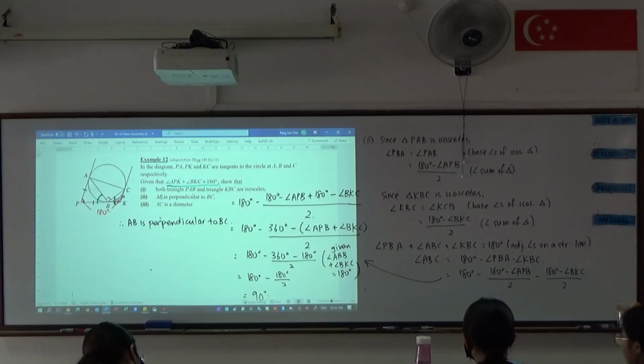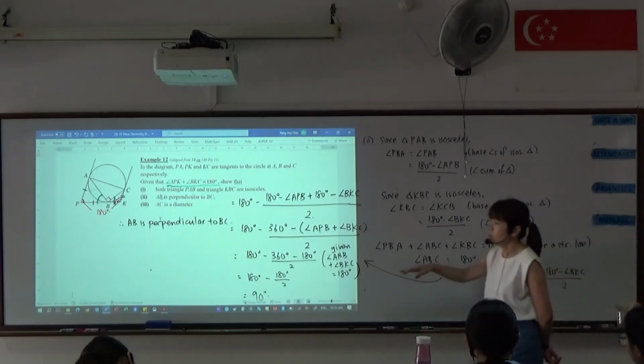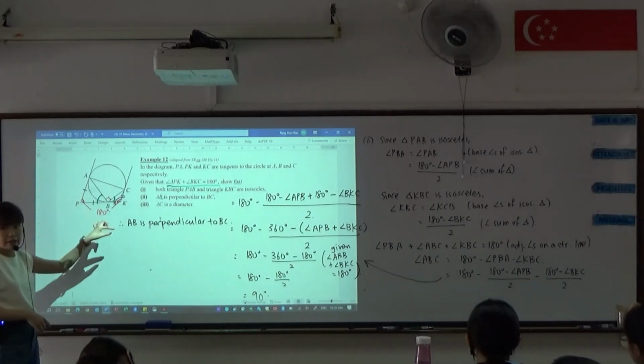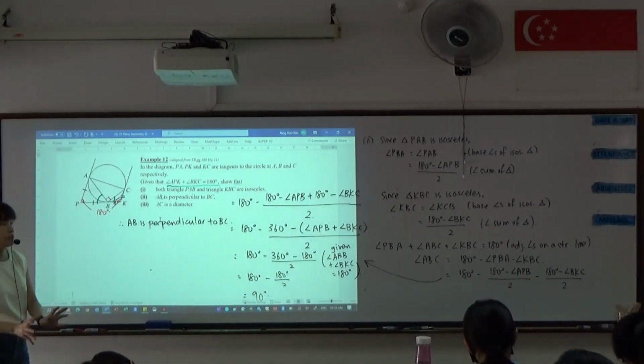I know I've been making it look very easy, as if it comes very naturally to me. I want to tell you, it doesn't come naturally to me either. It does take me some time to look and figure out how to work it out as well. So it is not easy to actually plan it out. It will take some time of figuring out the diagram, making markings here and there, and then having all the pieces of information and putting it all together.